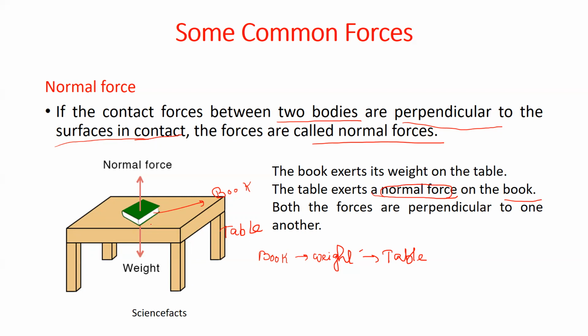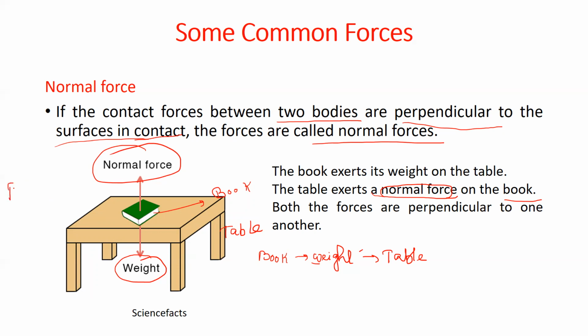Okay, so two forces are shown here. As you can see, the downward force is the weight of the book, which is the force acting on the table due to the book, and the table will exert this normal force on the book. Normal force means the upward directed force on the book. Okay, so both the forces are equal.